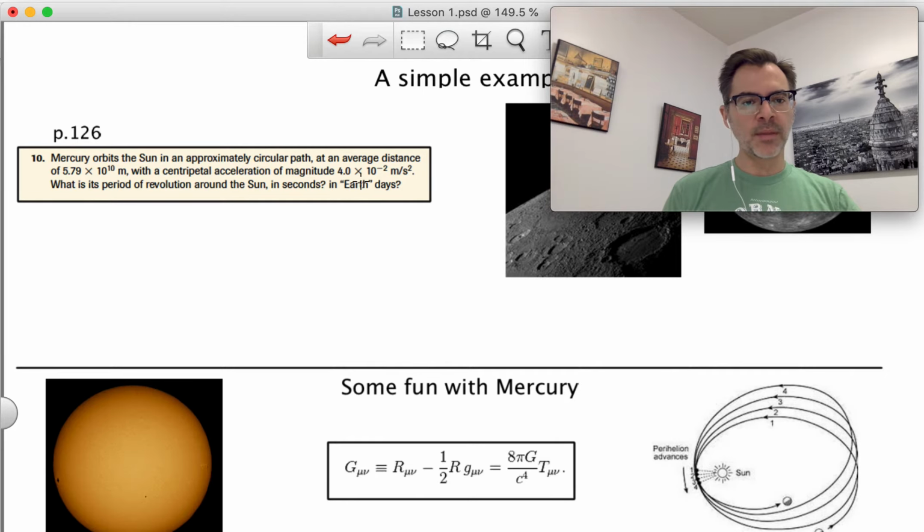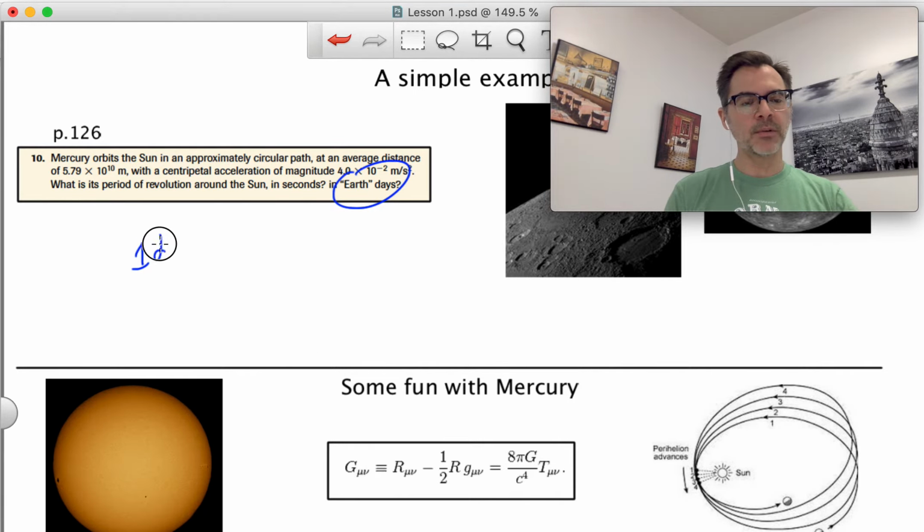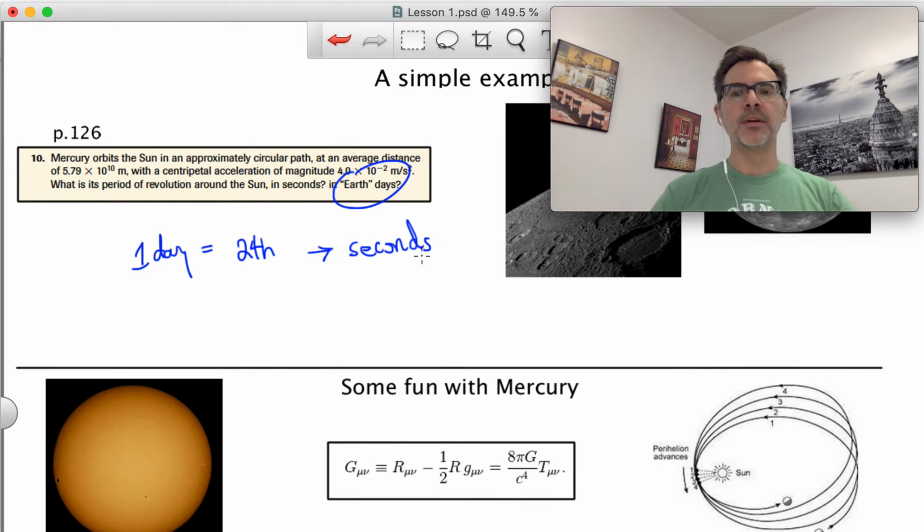Just one thing to point out, it asks for an answer in terms of a unit called Earth days. What do we mean by Earth days? We mean the Earth rotates once every 24 hours, so just remember that. And so you can convert that into seconds and therefore give your answer in terms of Earth days.